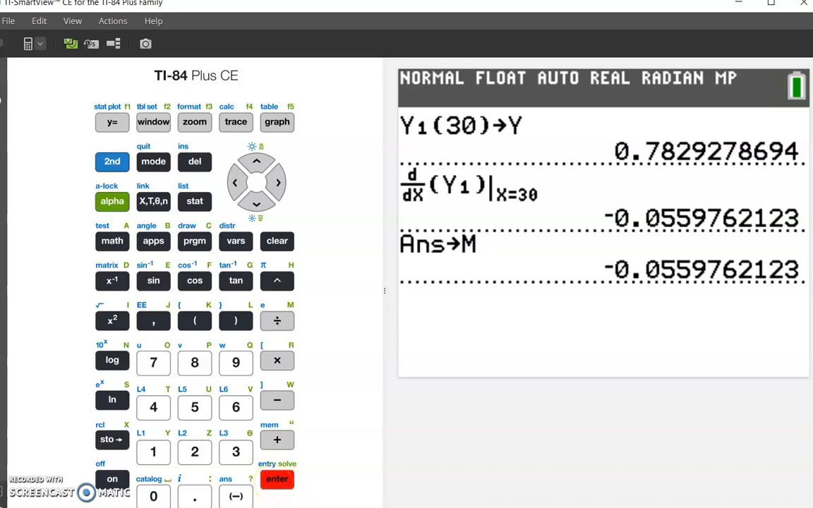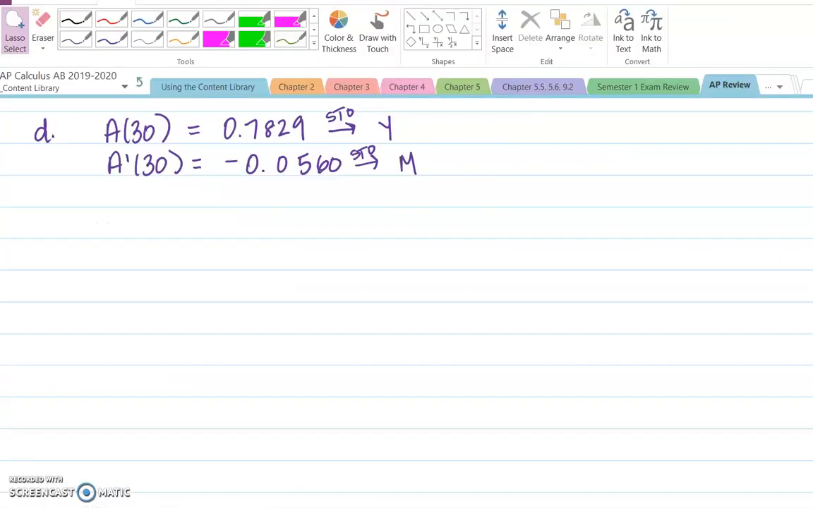So even if I write down the first 4 decimal places, I'm still going to use these values in my calculation. I know it's hard to write down all of these, so I'm going to write down the first 4, but I'm still going to operate with m and this y value. So we have our values stored, and so now we just have to write the equation of the tangent line. So it'll be y is equal to negative 0.0560 times x minus 30.